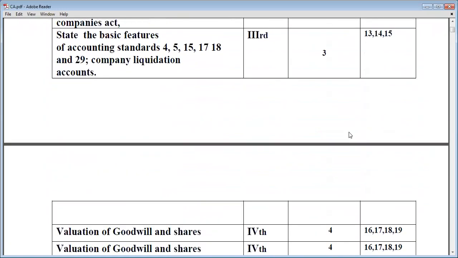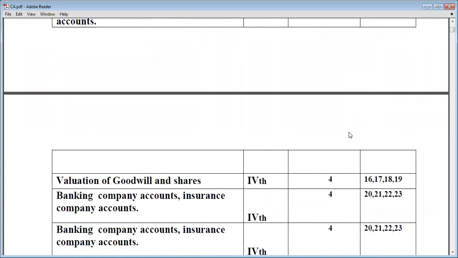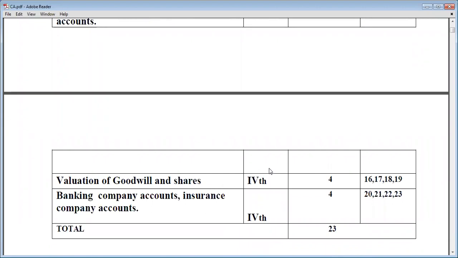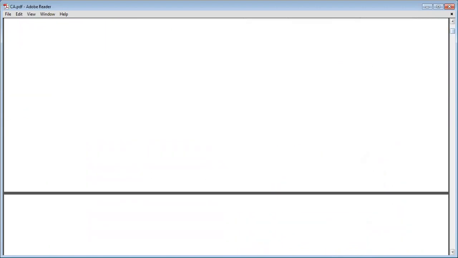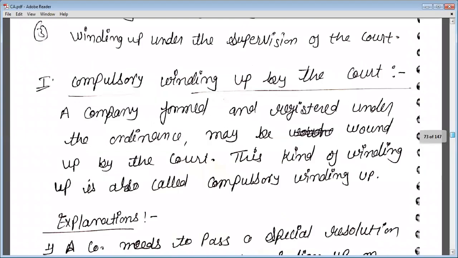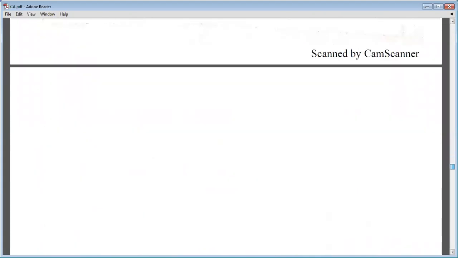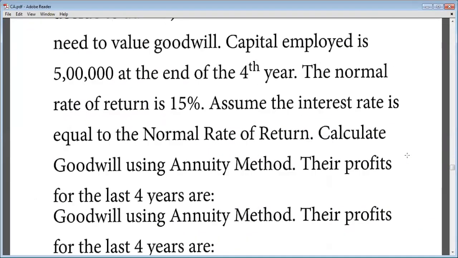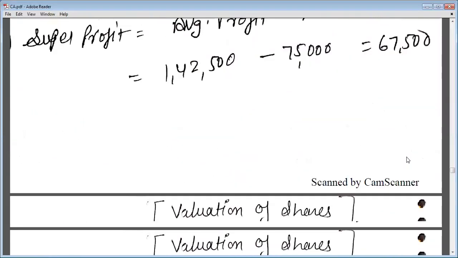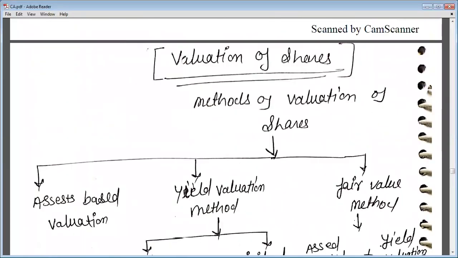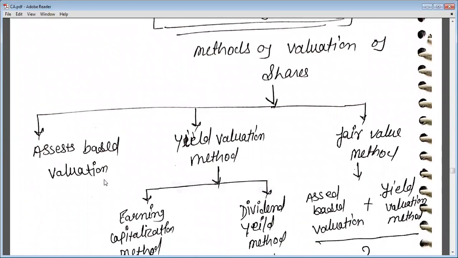In today's lecture, we are going to start the second topic of your fourth unit, that is valuation of shares. Okay, so let's start. For valuation of shares, there are three kinds of methods to calculate the value of the share. First is assets-based valuation, second is yield valuation method, and third is fair value method.